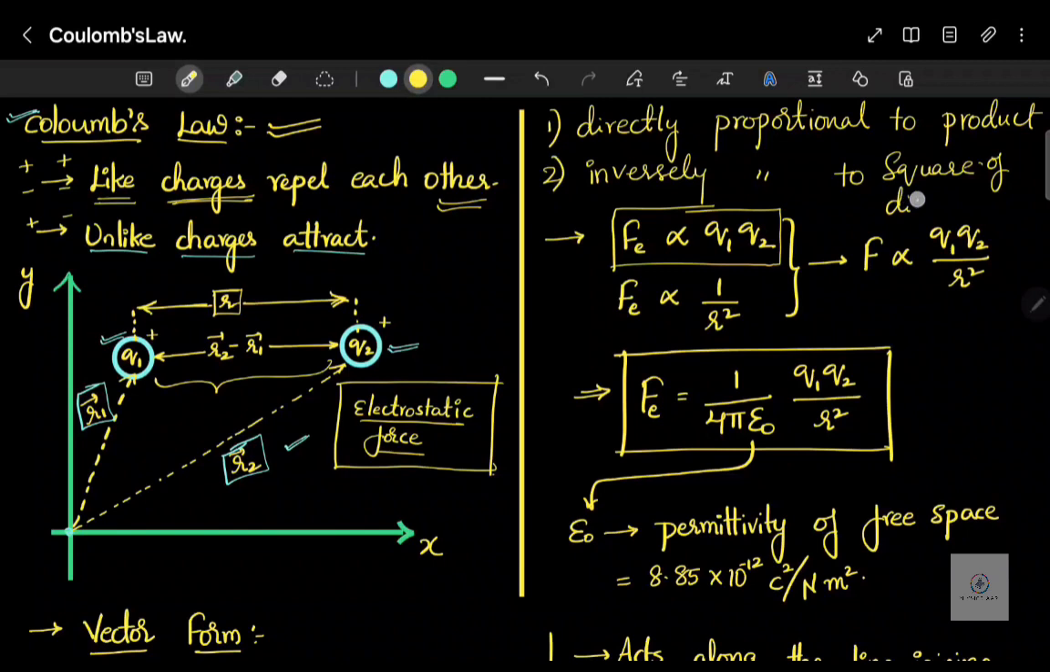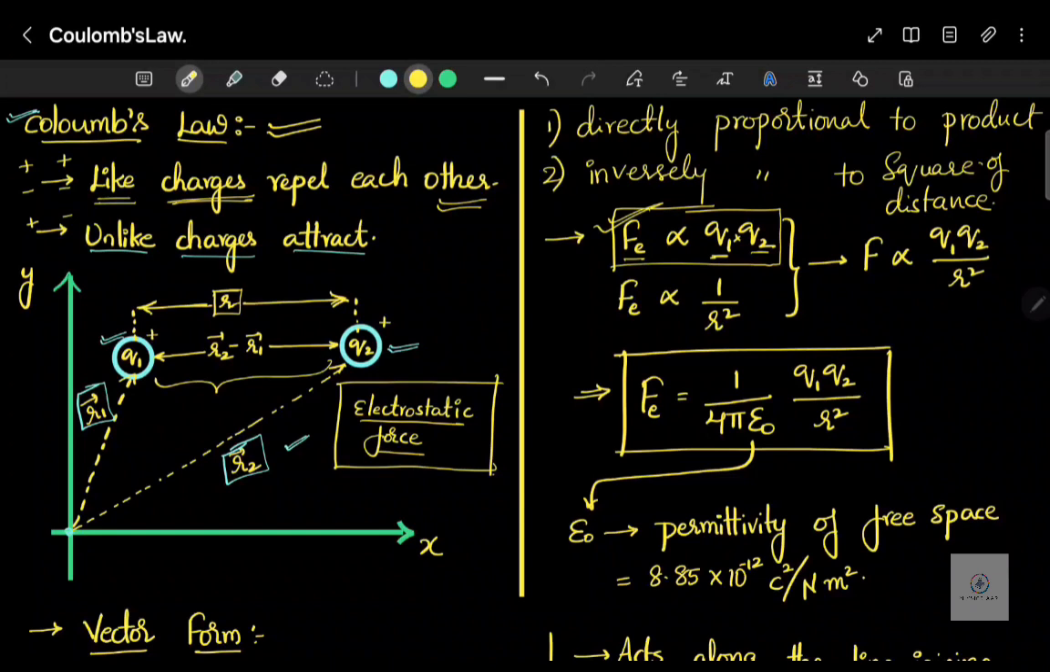That means Fe, the electrostatic force, is directly proportional to Q1 multiplied with Q2. If you multiply the two charges, you get some value, and depending on that value, we can tell whether the electrostatic force is large or small.